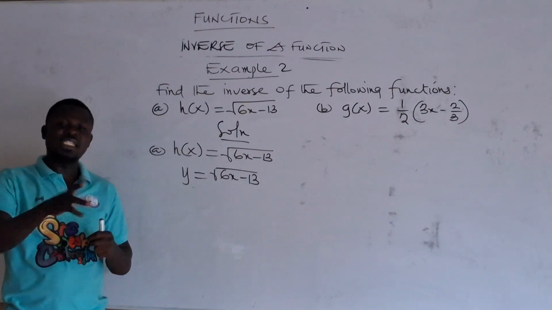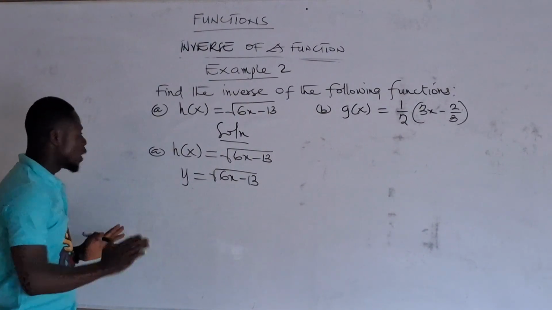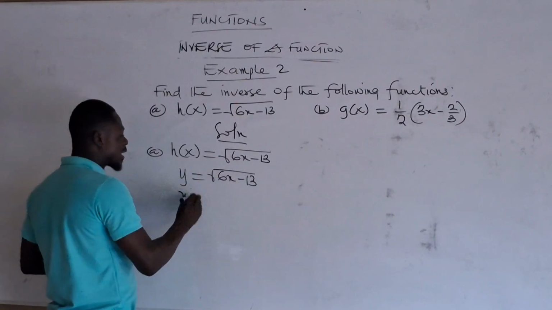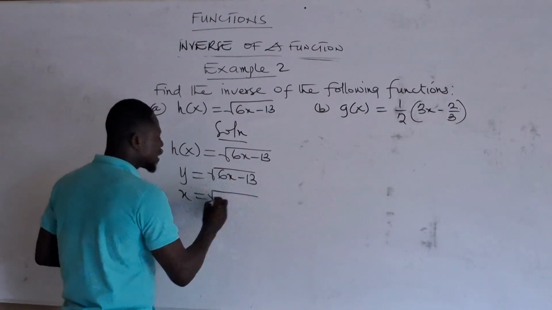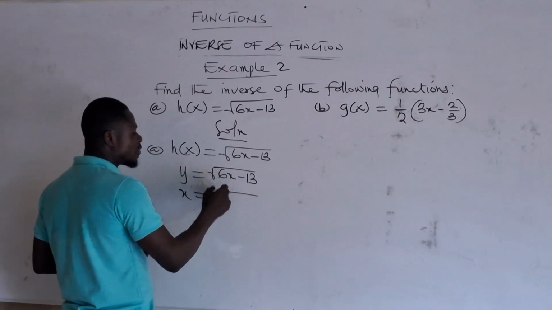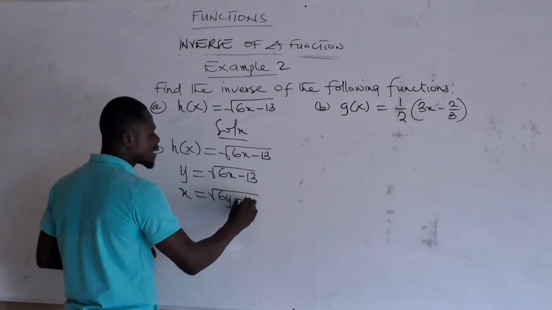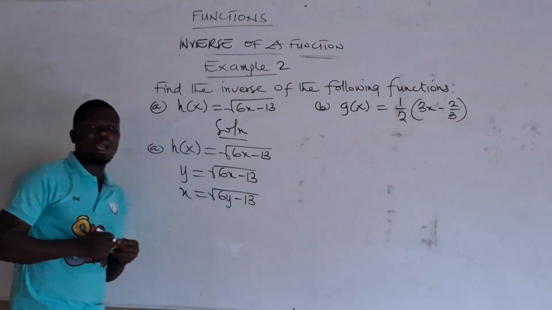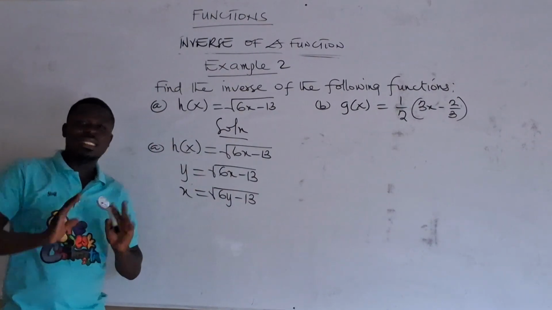Interchange the positions of x and y. So in place of y, it will be x. Then in a square root, you have 6. In place of x, you have y minus 13. At this point, what do we do? We make y the subject.